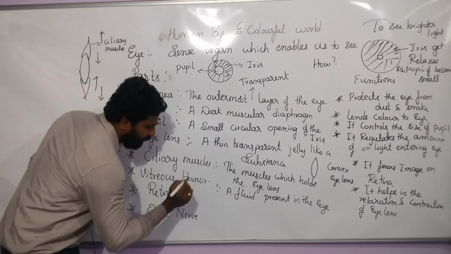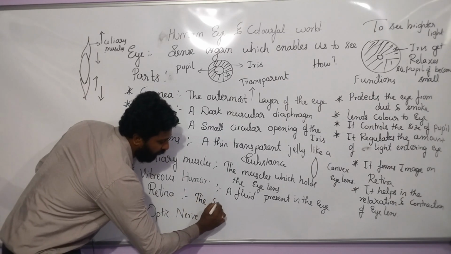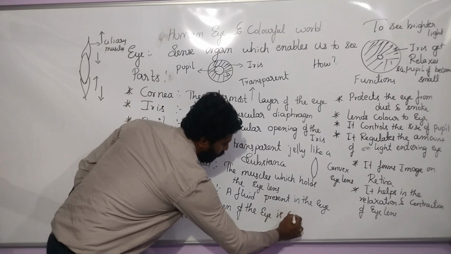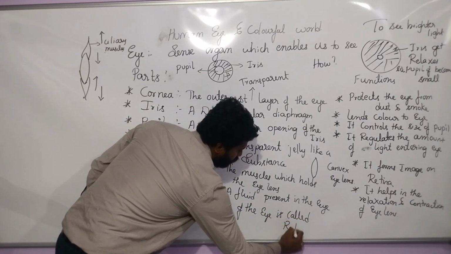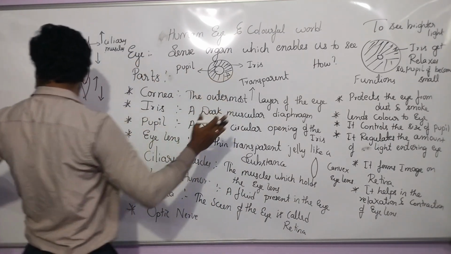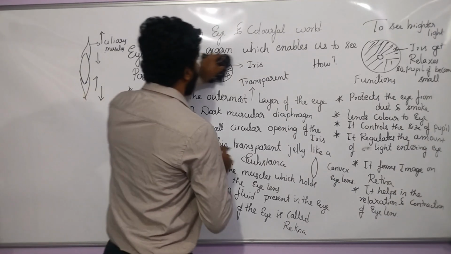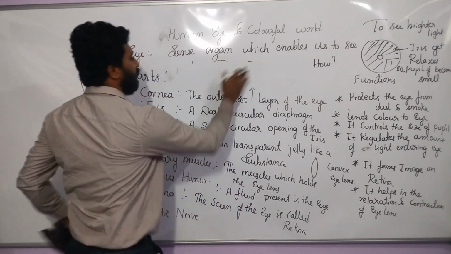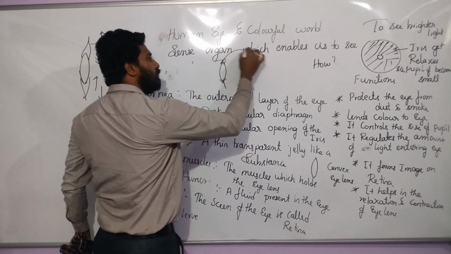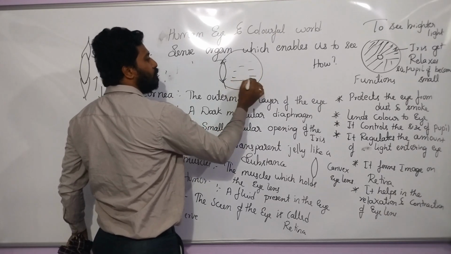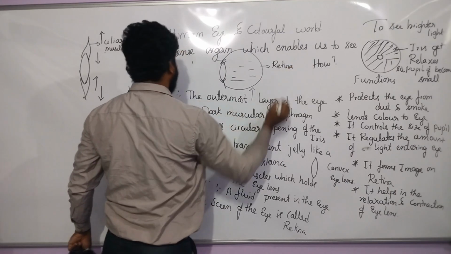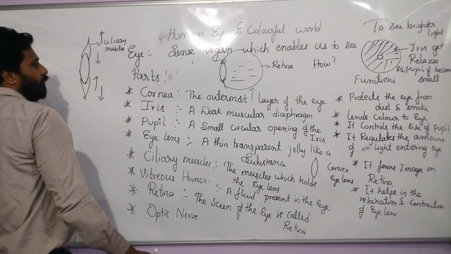The next one is retina. What is retina? The screen of the eye is called retina. If they ask you, after our eye lens, which is held by ciliary muscles, and the space filled with vitreous humor, we have a screen. This screen is called retina.